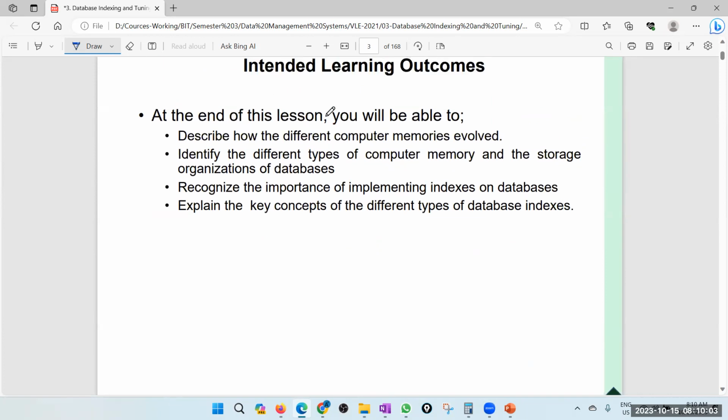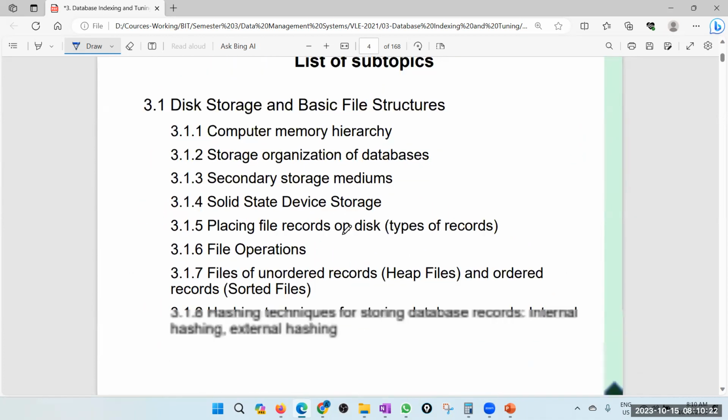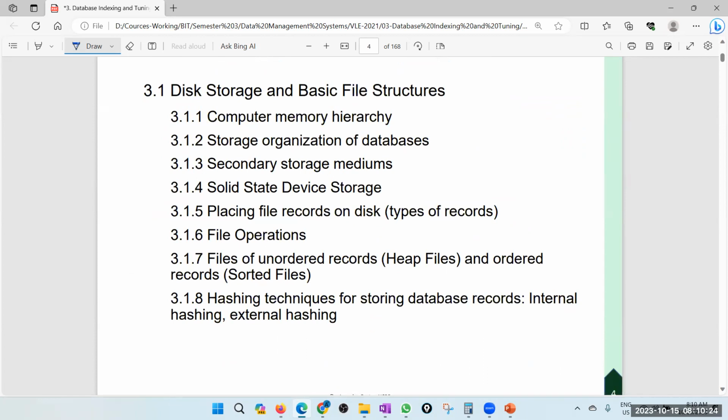So at the end of the lesson, you will be able to describe how different computer memories evolve, identify different types of computer memory and the storage organizations of database, recognize the importance of implementing indexes in database, explain the key concepts of different types of database indexes. So these are our topic.